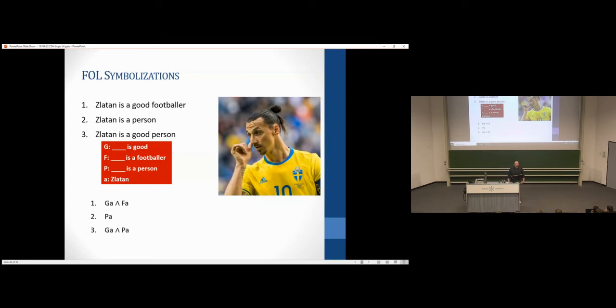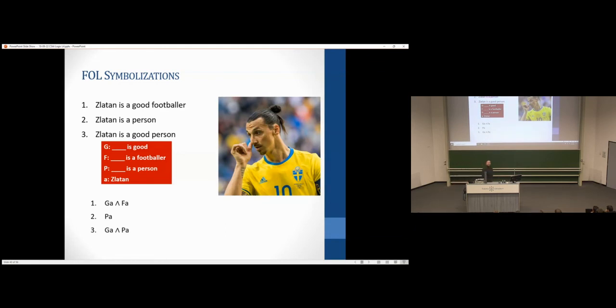That's kind of bad though, because this looks like the fact that Zlatan's a person and a good footballer means that he's actually a good person. Right? Because this says he's good and a footballer and he's a person. And obviously if those two are true, well then GA is true. So it must then be that he's a good person. Wait, no, that's not right. Something went wrong here. I told you, he's a really good footballer. He's a bad person.